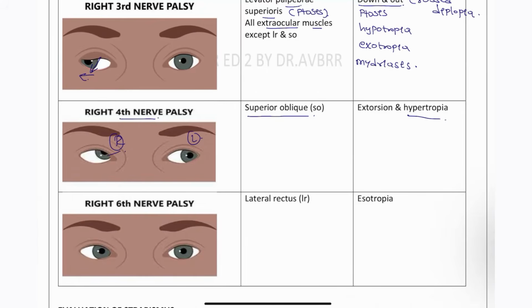So the patient is going to show the contralateral head tilt. You are going to see the contralateral head tilt in this patient, and chin depression because he has to look down because it is going upward. So chin depression and contralateral head tilt will be seen in this patient.